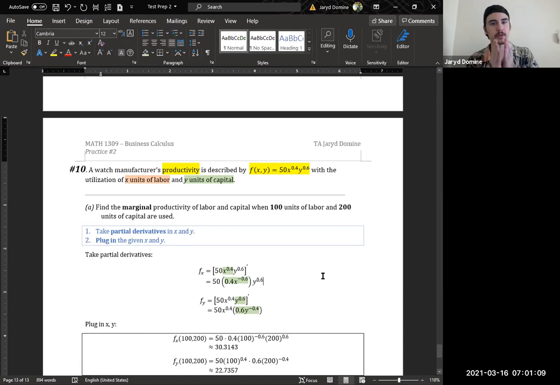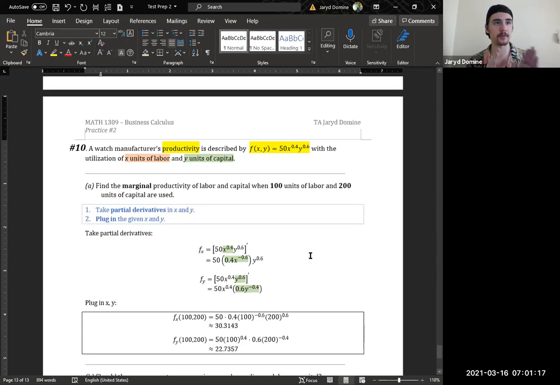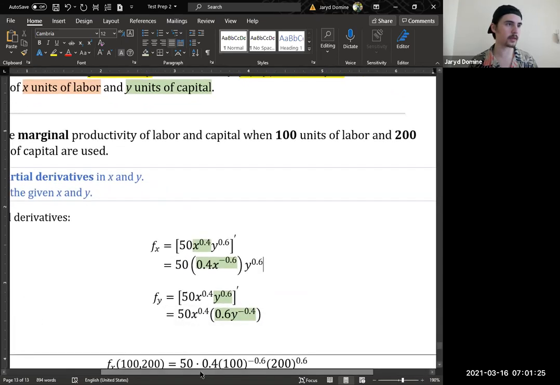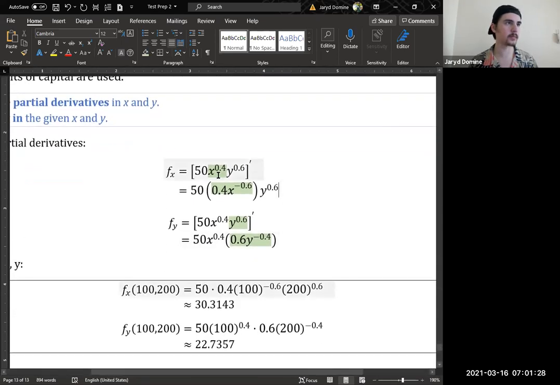All right, this is a two-variable problem. So we're going to take the partial derivatives. We're going to take a derivative in x and we're going to take a derivative in y. And just like before, we pretend one of them is constant at a time. So in order to take the partial in x, right here, we pretend that y is a constant. So in other words, our variable is this x to the 0.4 power.